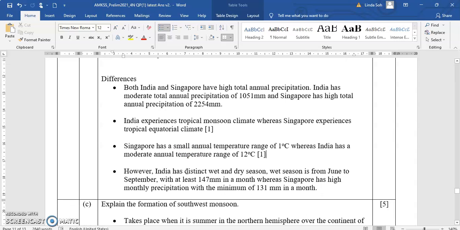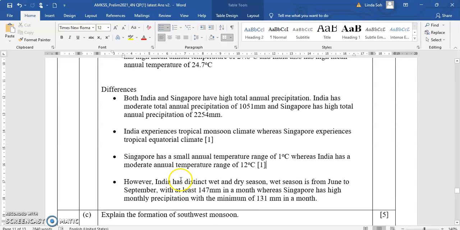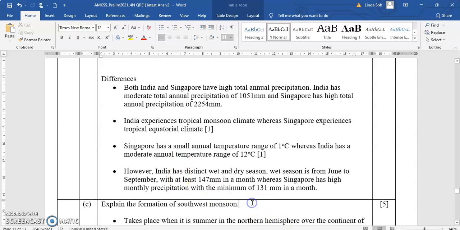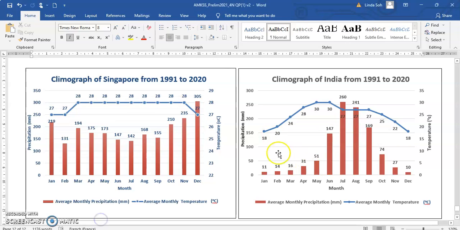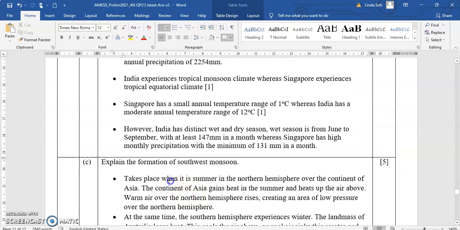Then, explain the formation of the southwest monsoon. Based on the climate graph here, India is the one that has the southwest monsoon. When does it have high rainfall? It is during the June to September period. That takes place when it is summer in the northern hemisphere. So when it is summer there, temperature will be high, then your pressure will be low, because warm air rises.